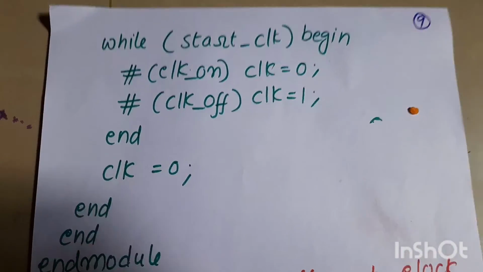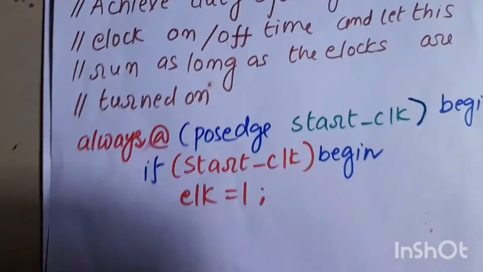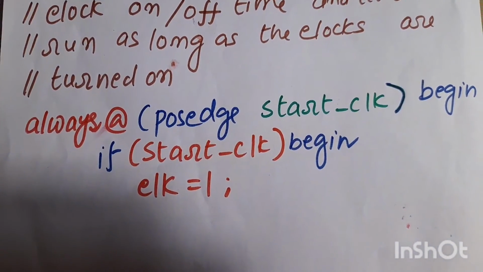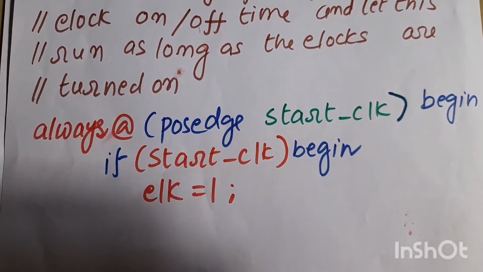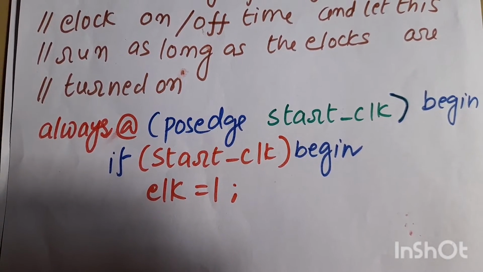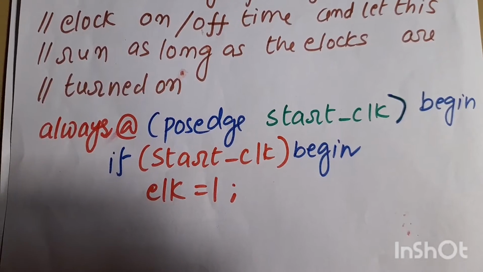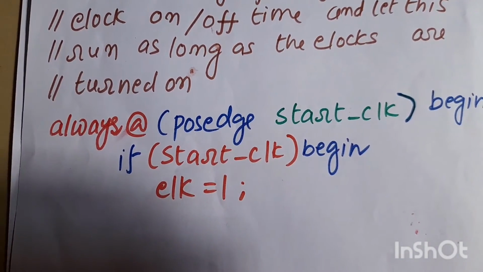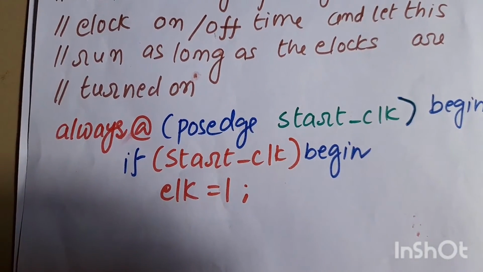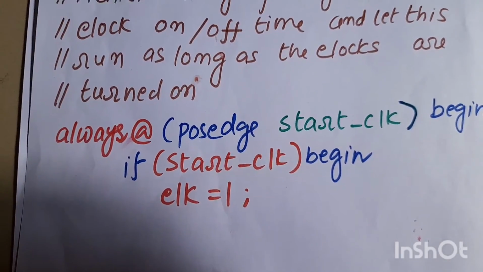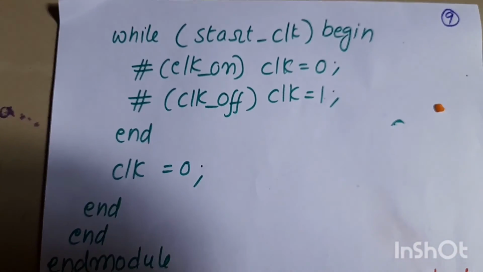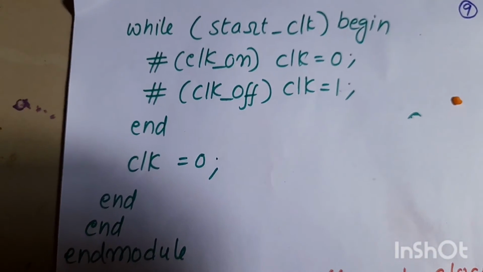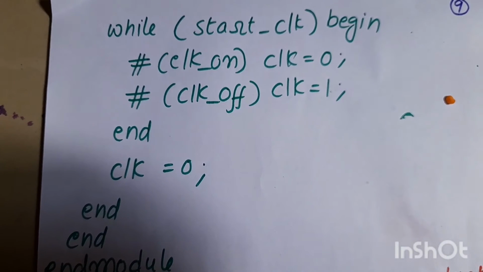सो इफ यू सी आवर प्रीवियस वंस, यू सी ऑलवेज एट पॉजेज ऑफ द स्टार्ट क्लॉक, मैंने क्या किया? 0 to 1 जब स्टार्ट क्लॉक का ट्रांजिशन होता है तब मैं ऑलवेज ब्लॉक में एंटर कर रही हूँ, और तब जब स्टार्ट क्लॉक अगर 1 है तो मैं क्लॉक को 1 सेट कर दे रही हूँ. और अब मैं क्लॉक ऑन डिले तक वेट करूँगी. ओके, क्लॉक ऑन डिले तक वेट करने के बाद क्लॉक को मैंने 0 किया.